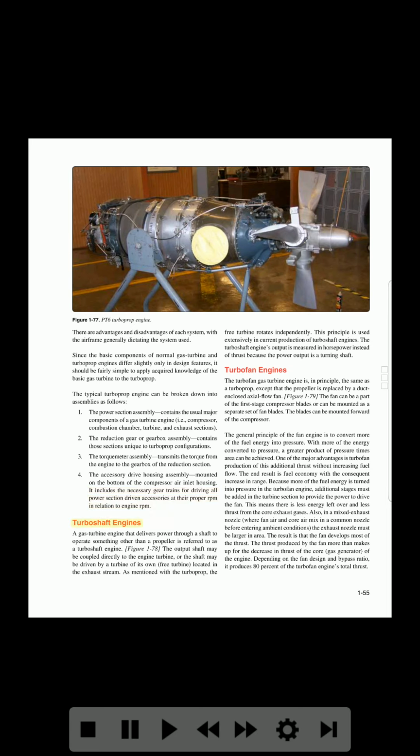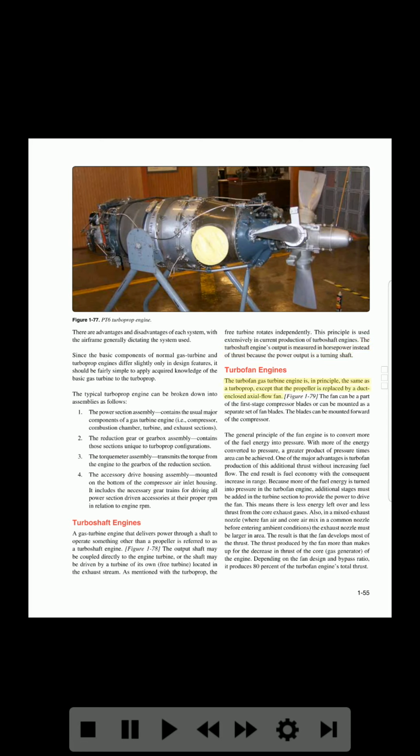Turboshaft engines. A gas turbine engine that delivers power through a shaft to operate something other than a propeller is referred to as a turboshaft engine. Figure 1-78. The output shaft may be coupled directly to the engine turbine, or the shaft may be driven by a turbine of its own. Free turbine. Located in the exhaust stream. As mentioned with the turboprop, the free turbine rotates independently. This principle is used extensively in current production of turboshaft engines. The turboshaft engine's output is measured in horsepower instead of thrust, because the power output is a turning shaft.